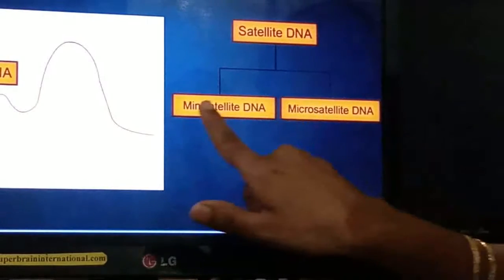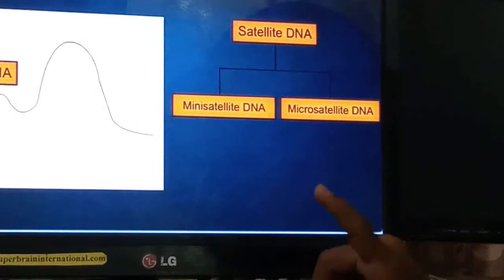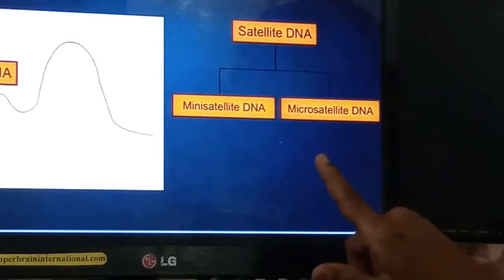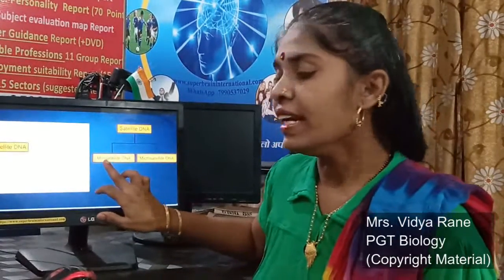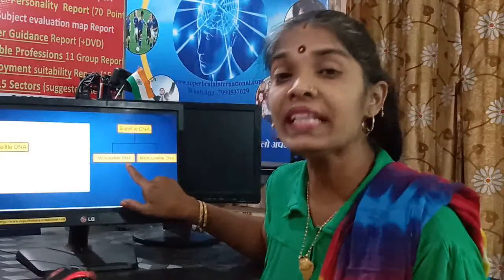Now mini and micro, you know the difference between these two. Mini means small and micro means smaller than that. Now these differences are based on their size. If you see here, the minisatellite will be larger than the microsatellite, right? So if you see the size in this, there will be more than 9 nucleotides in the segment, and the size will be near about 1 to 5 kb, right? So this is about the minisatellite, and it will be repeated so many times, right?